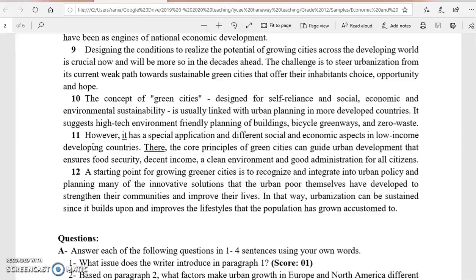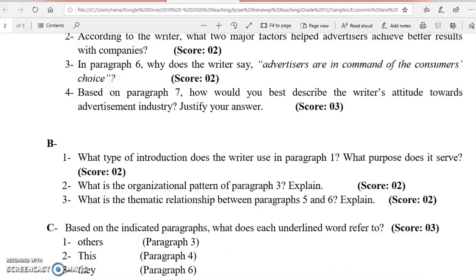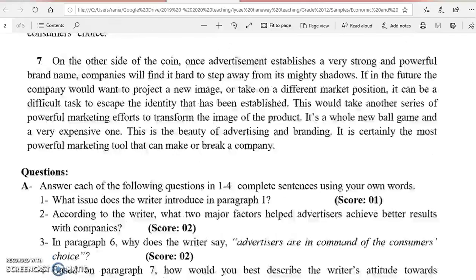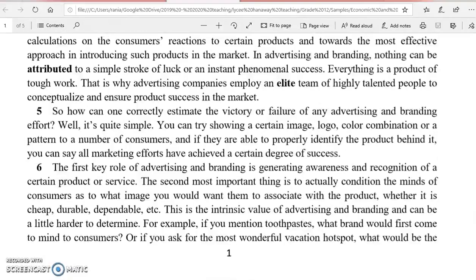Because in the first paragraph, he's showing us how it affects more developed countries, while in the second paragraph, he's talking about the aspects in low-income developing countries. Another example.